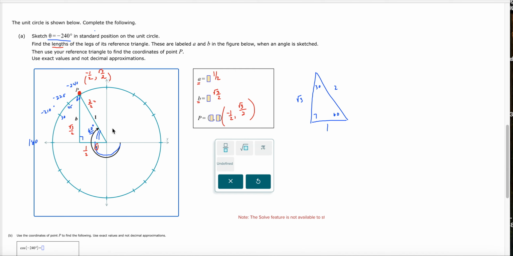But then when I identify that point, that's when I incorporate the sign, because we'd be going from the origin to the left, so that's negative 1/2, and then up square root of 3 over 2.